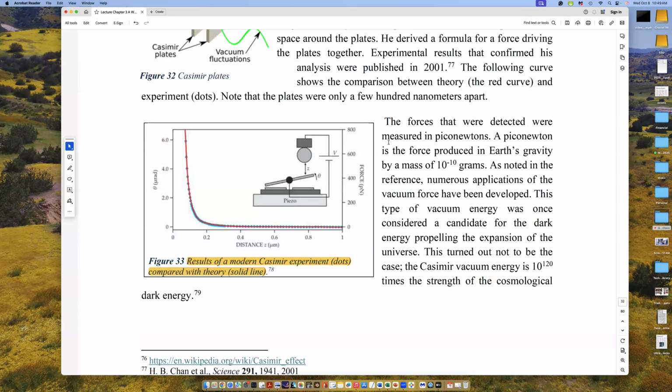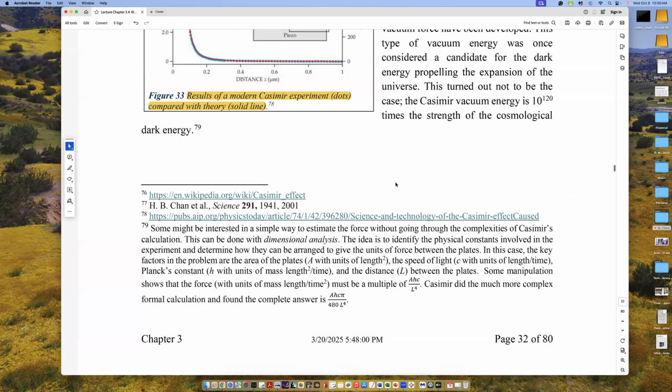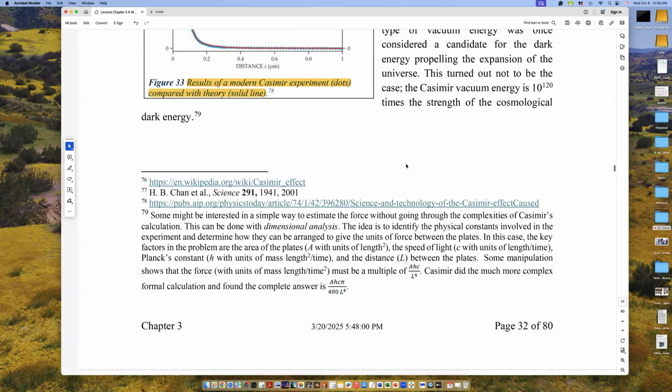This suggests that empty space is filled with what is sometimes called quantum foam, a churning array of particles of all kinds of light of all frequencies just popping into and leaving existence because the uncertainty principle allows that to happen.